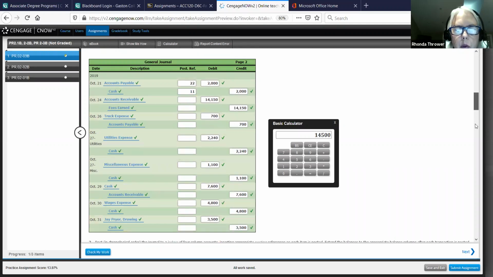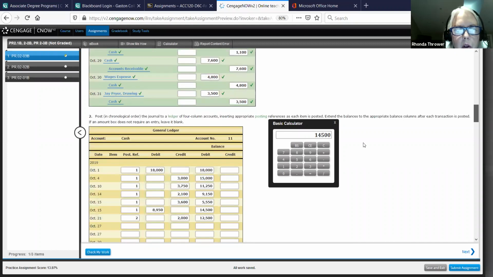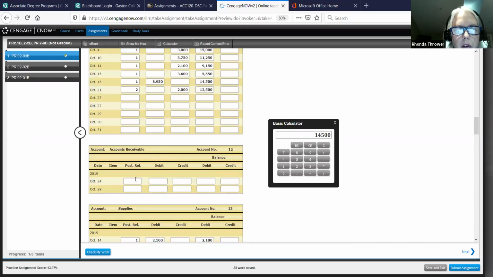Accounts receivable is $14,150. It came from page 2. It was a debit, $14,150. We're going to debit that account for $14,150. Why is it a debit? Because it's an asset. Assets increase on the debit side. So accounts receivable is an asset.